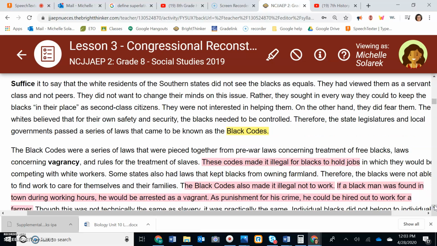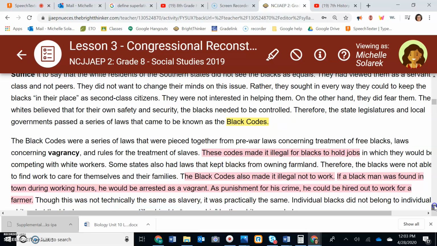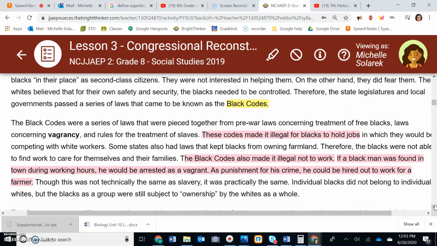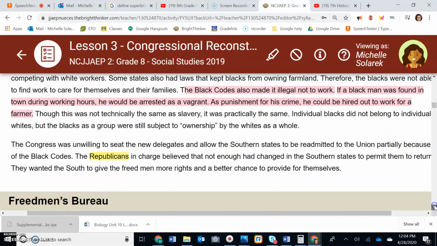And the black codes say that it's illegal for a black person to have a job a white person could have. And they've all been kicked out of the plantations because they can't be slaves anymore. So now they have no place to live. So the black codes also say that it's illegal for a black person to take the job of a white person, but it's also illegal for a black person not to work. Now, if a black person is found in the town during working hours, he gets arrested for being vagrant or homeless. As a punishment, he's hired out to a farmer. So the people in the North, the Republicans, are saying basically this is still slavery and you're being even meaner to them. So they're not too happy about this.